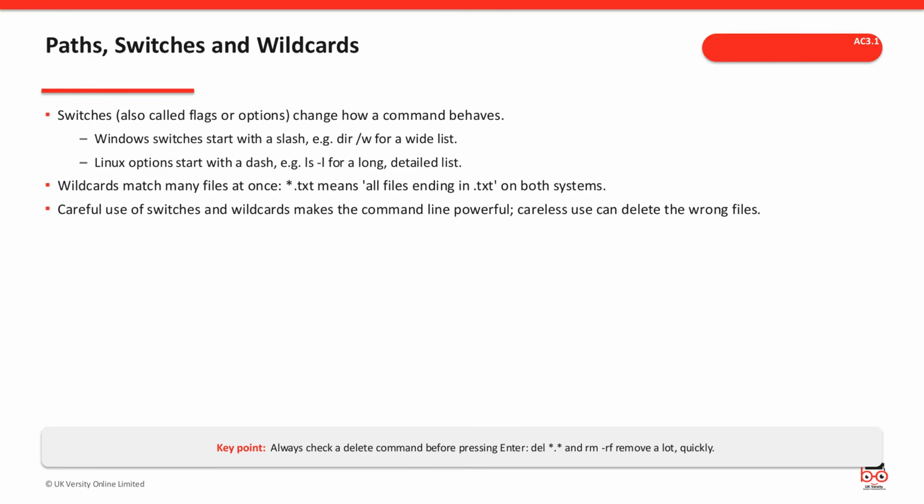Two ideas make the command line genuinely powerful: switches and wildcards. Switches, also called flags or options, change how a command behaves. Windows switches start with a /, like dir /w for a wide listing, while Linux options start with a dash, like ls -l for a detailed one. Wildcards let you match many files at once, so *.txt means every file ending in .txt on both systems. Used carefully, that's a huge time saver, but do take care: del *.* and rm -rf can wipe out a great deal very quickly, so always check a delete command before you press enter.